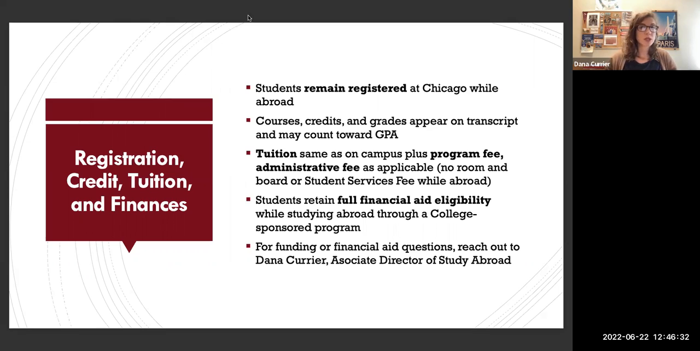So the only exception to that is the courses you take through a direct enrollment program. They all show up on your transcript, all the grades and everything, but they are not calculated into your GPA. All of the other programs, though, they will be. The tuition is the same, so when you stay enrolled, that means you pay the same tuition, and you retain your full financial aid eligibility, which I think is really helpful.